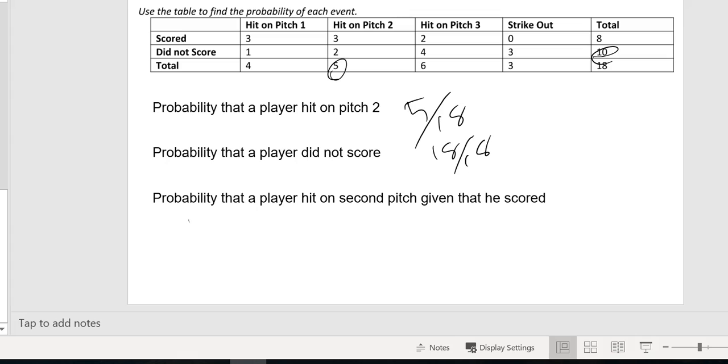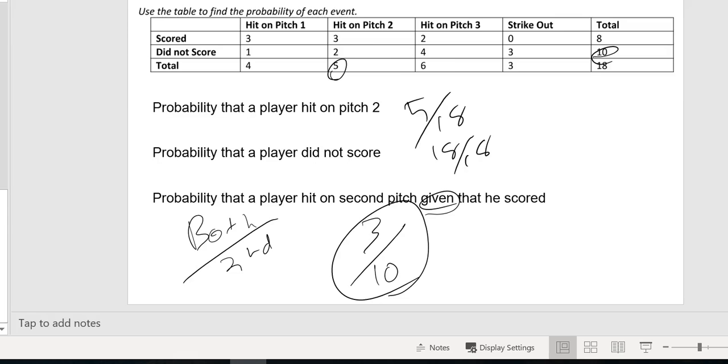What's the probability that a player hit on the second pitch given that he scored? So the top number should be both. We know this is given because it says given. Okay, top number is if it's second pitch and scored. Second pitch and scored, that's 3. How many people scored? That's 10. That's the answer.